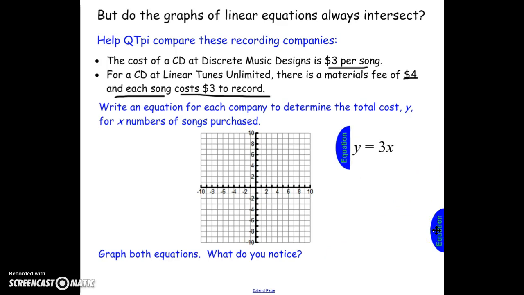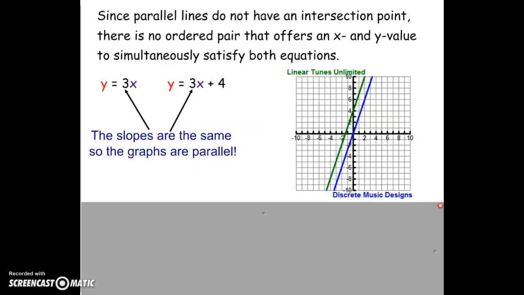and then the second company, $4 fee, and $3 for each song to record is 3x plus 4. So go ahead and graph those two equations. And I hope that you notice that they're parallel lines. It's a set of parallel lines.